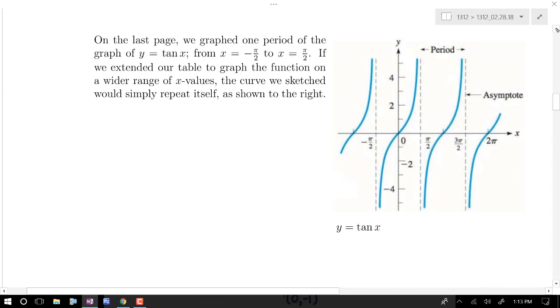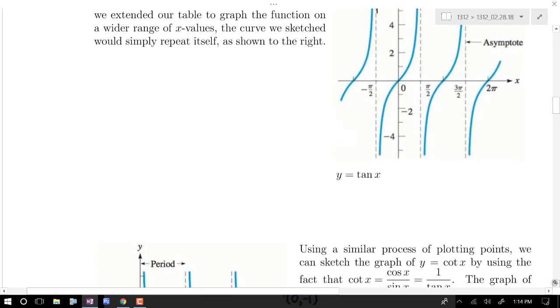So, you know, this shape continues. We graphed the tan function right here in between these two asymptotes, but it would just continue from pi over 2 to 3 pi over 2, from 3 pi over 2 to 5 pi over 2, and so on. But as with most periodic functions, we usually quit once we get one period of it sketched.